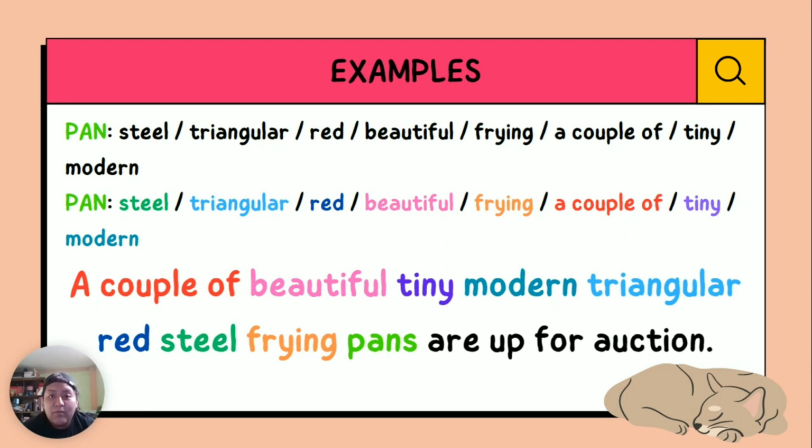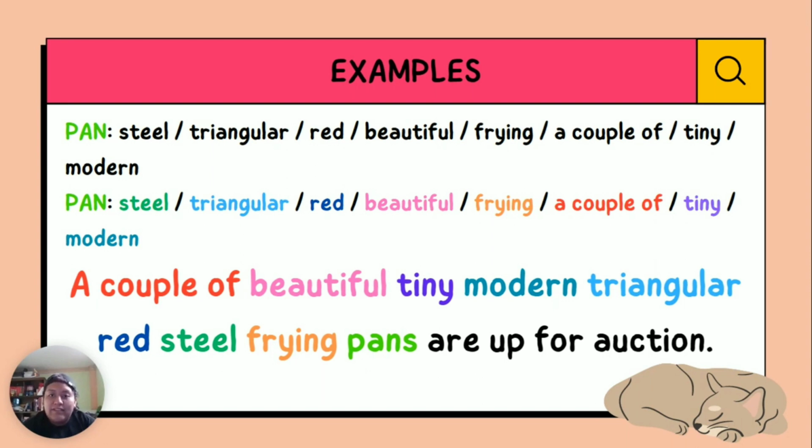Steel is the property, is the material. Triangular is the shape. Red is the color. Beautiful is a quality. Frying is the purpose. A couple of is the quantity. Tiny is the size. And modern is the age.